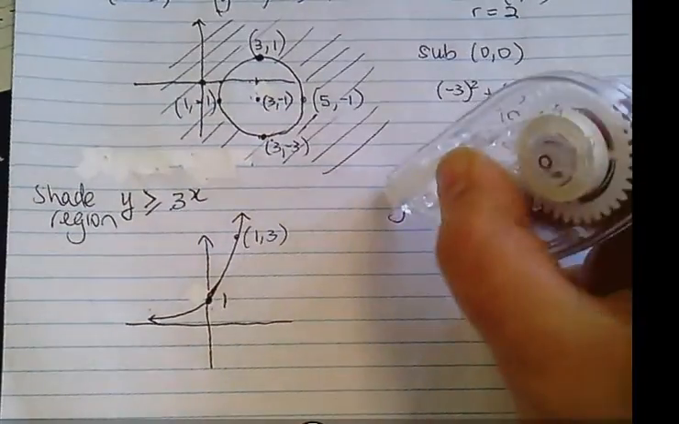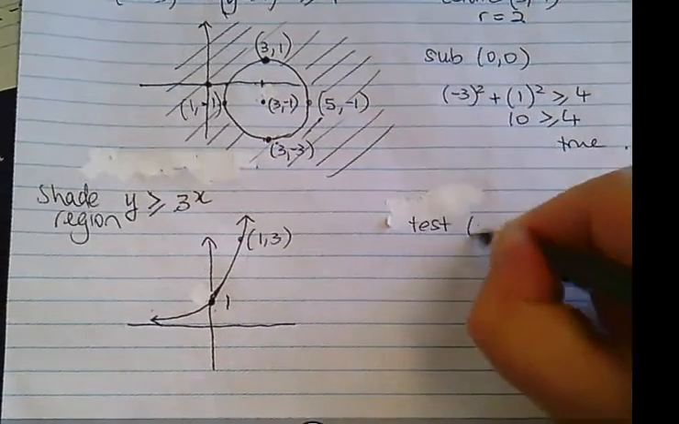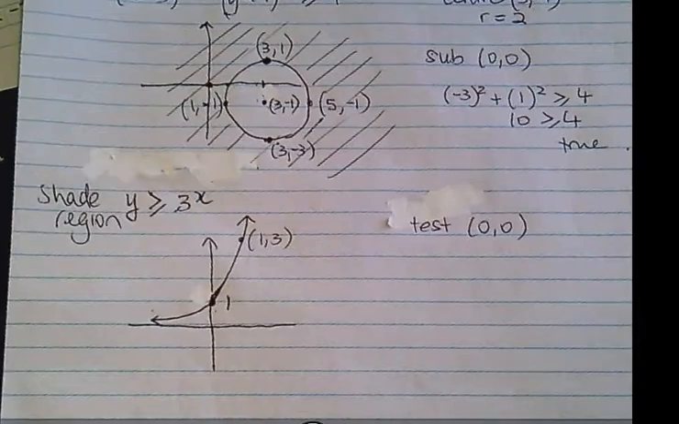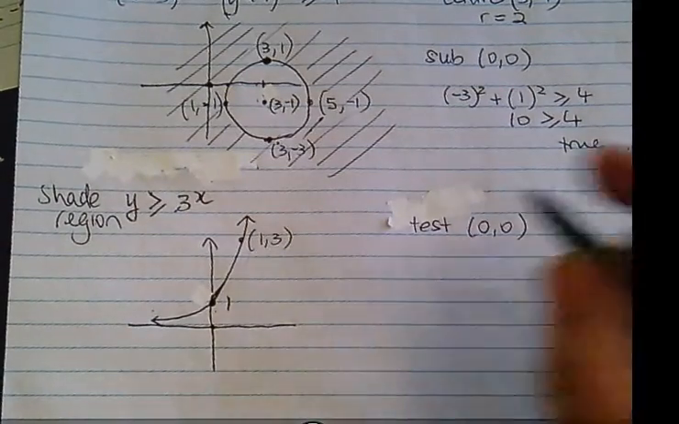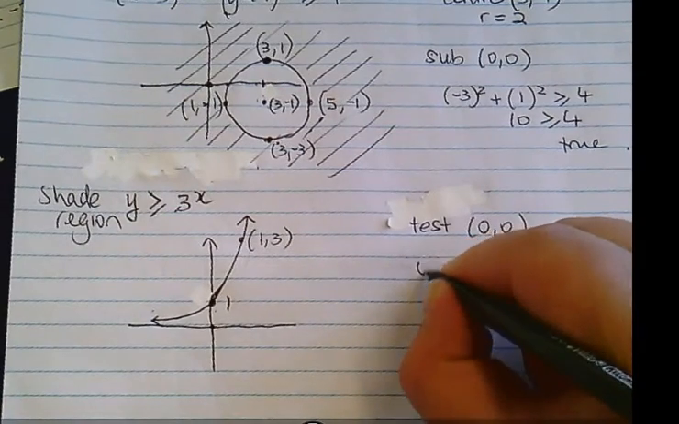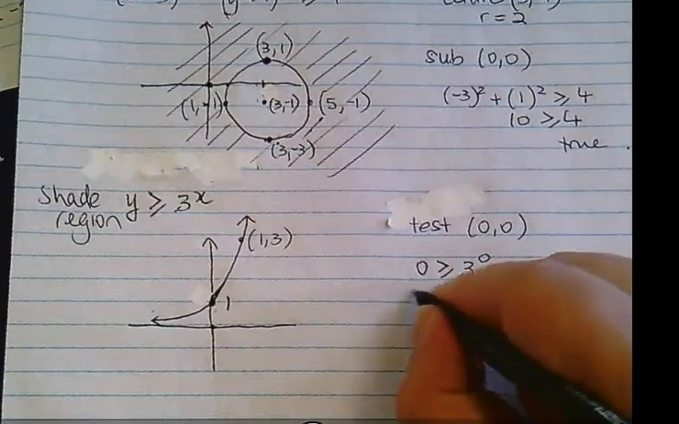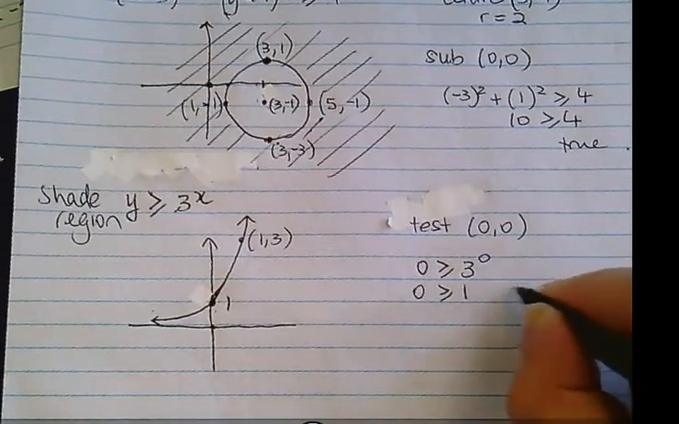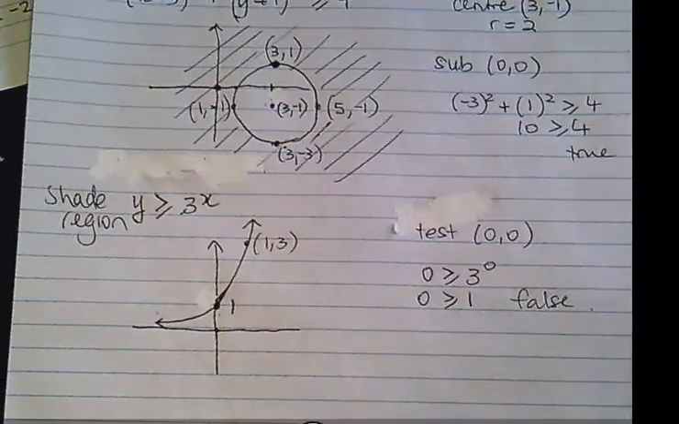So I'll just get rid of this from here. I'll do a less than with a combined type. So we're going to test the point 0, 0, because that's down here. It is on one side. So what do we get? 0 is greater than or equal to 3 to the power of 0. 0 is greater than or equal to 1. That is false, not true. So we do not shade below.